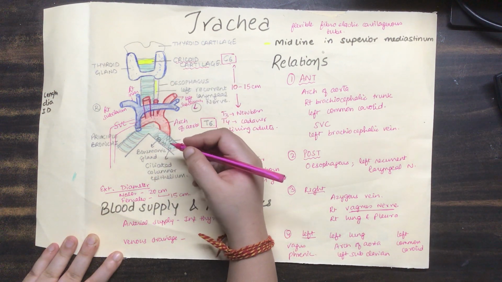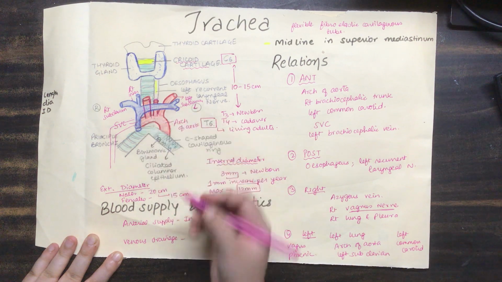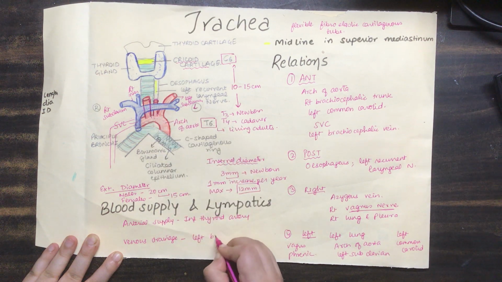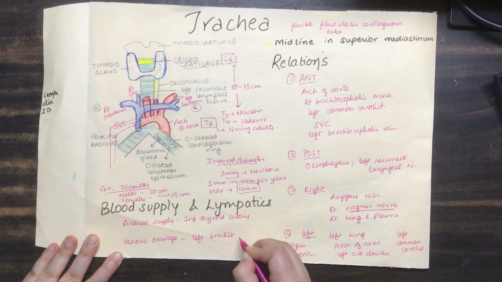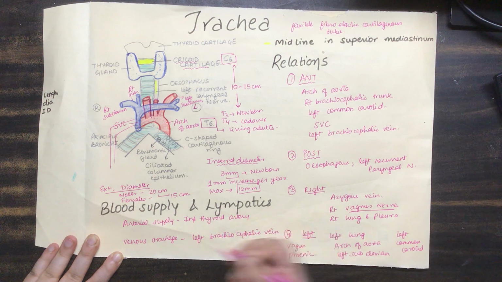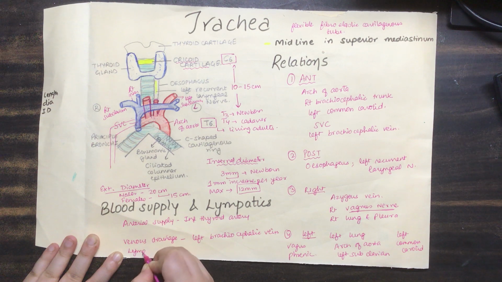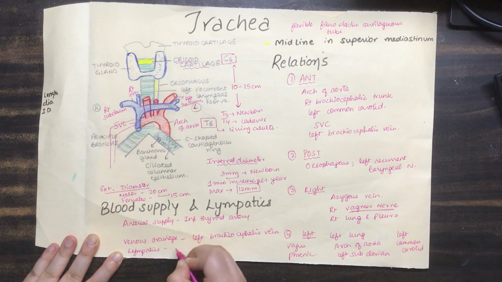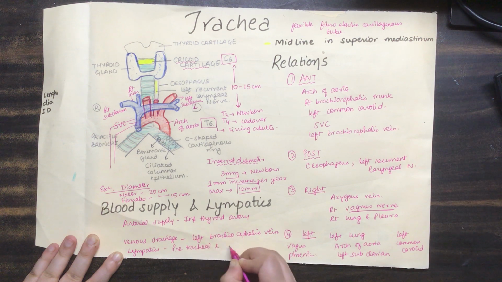Then if you talk about the venous supply, this is the left brachiocephalic vein. Left brachiocephalic vein will also be there. Then in the lymphatics, you will have the pretracheal and the paratracheal lymph nodes.